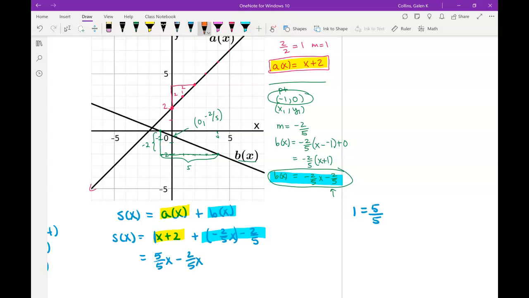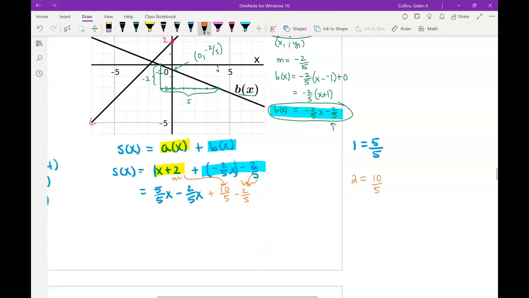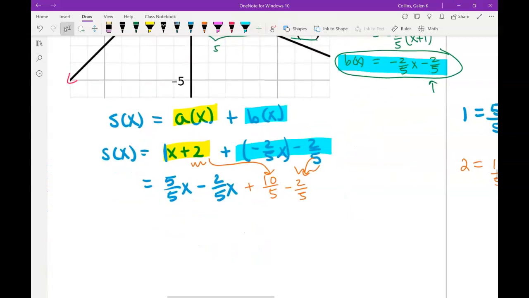And then if I consider my constants, I have 2 minus 2/5. If I get common denominators, 2 is equal to 10/5. So this is like saying plus 10/5 minus 2/5. So like the 2 is my 10/5, the minus 2/5 is right there. I reordered those terms just now, but remember, addition is commutative, so it doesn't matter in what order we add.